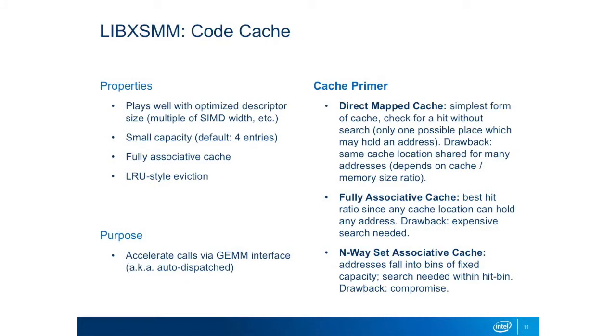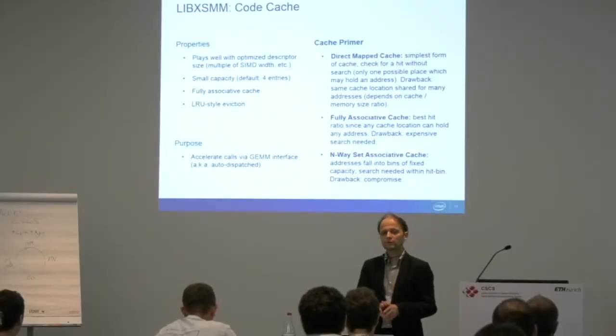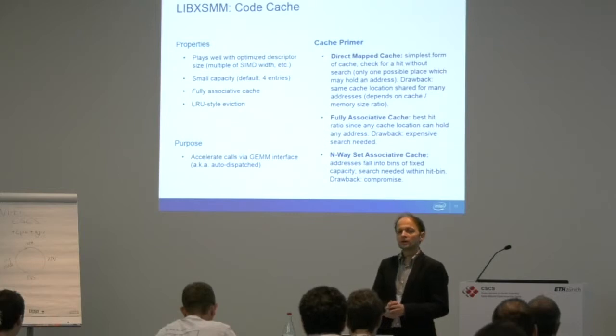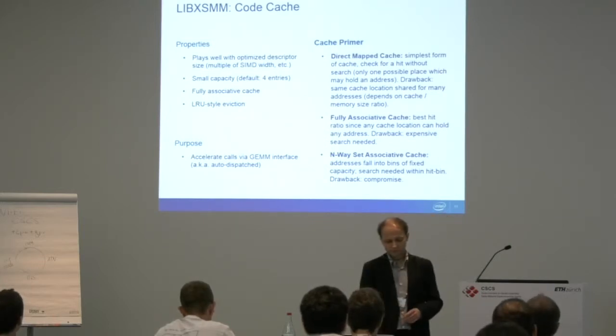Something about the code cache, but I think it's reading through. I said 4 entries only, fully associative. We just search through the entire thread local cache, and it is LRU style eviction. So if you requested a new code version, it will override the oldest guy in the thread local storage and then deliver that guy.